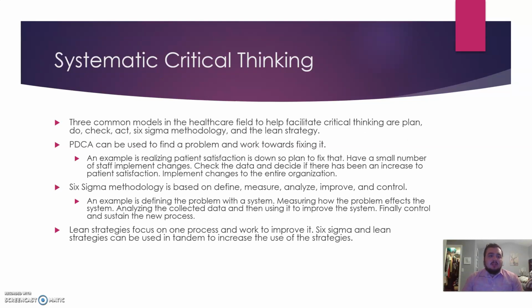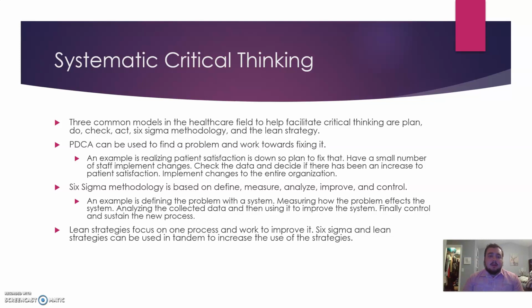Systematic critical thinking. Three common models in the healthcare field that help facilitate critical thinking are plan, do, check, act, Six Sigma methodology, and lean strategy. PDCA can be used to find a problem and work towards fixing it. An example is realizing patient satisfaction is down, so you plan to fix it. You have a small number of staff implement these changes that hope to fix the patient satisfaction. You check the data and decide if there's been an increase to patient satisfaction, and then you implement those changes to the entire organization to increase patient satisfaction over the entire organization.